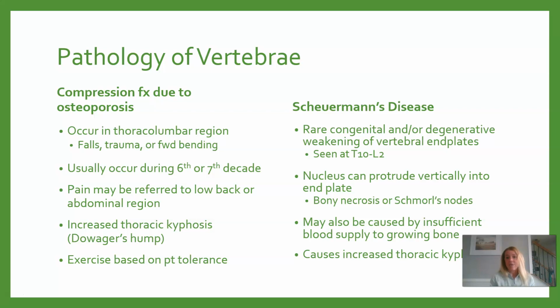Scheuermann's disease is a rare congenital or degenerative weakening of the vertebral end plates. It's typically seen in the lower thoracic or upper lumbar vertebrae, T10 through L2. What happens is that the vertebral bodies become so weakened that the nucleus can protrude up into the vertebrae above it or down into the vertebrae below it. The vertebrae become so softened or weakened that the annulus is actually stronger than the vertebrae, and so the disc material can start to migrate above and below into the actual vertebral bodies.